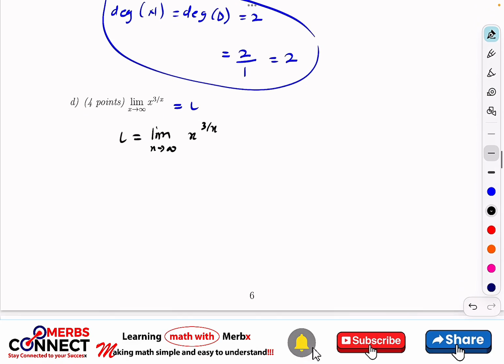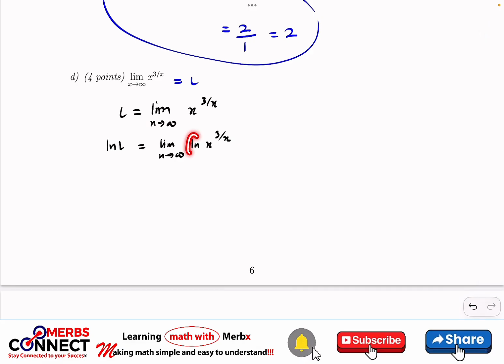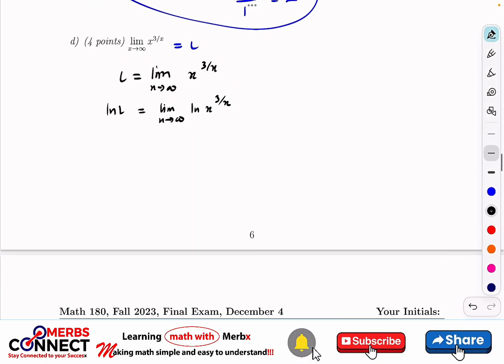So I'm going to take the natural log on both sides. The natural log will help us to drop the exponent here. So ln of L is equal to the limit as x approaches infinity of 3 ln x divided by x. Now what can we do again? This is the same as the limit as x approaches infinity of 3 ln x divided by x.